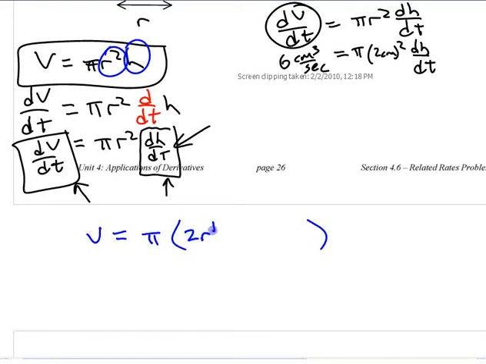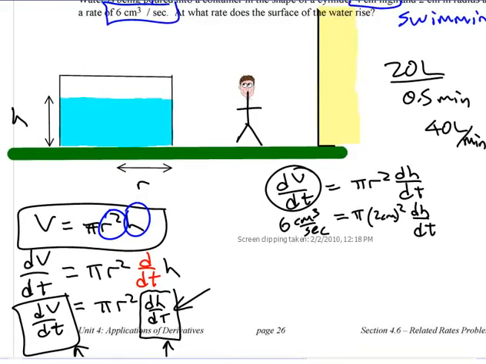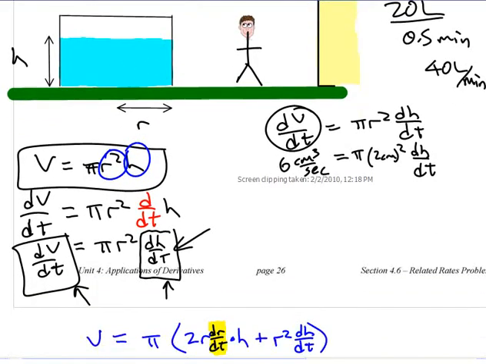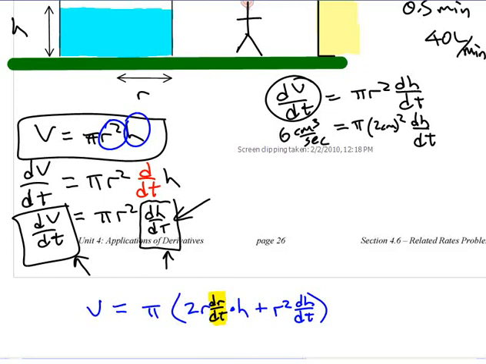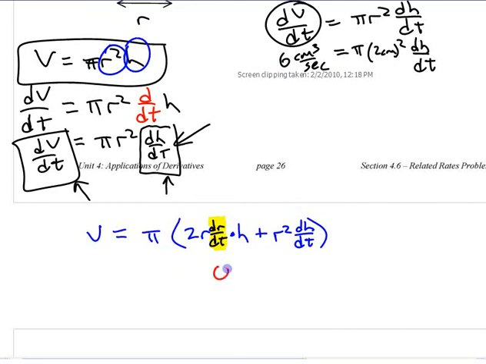So if you did 2r times dr/dt, that's the derivative of r squared, times h, plus r squared times the derivative of h. The thing to realize, though, is one of these things is 0, the rate of change of radius in this situation. The swimming pool's not getting any wider here, right? The water is not getting any wider, the shape of the water, right? So even if you did it using the product rule, you realize that this whole term is going to be 0, and you end up with what we had before, right? Pi r squared dh/dt. Are we okay with that?